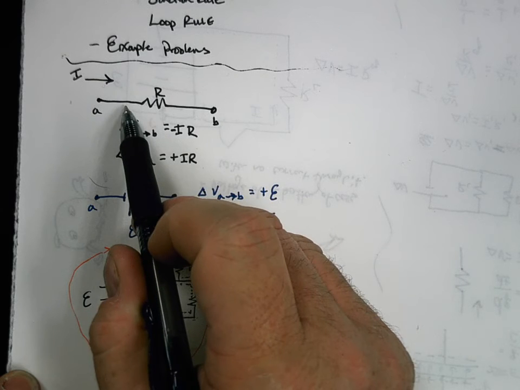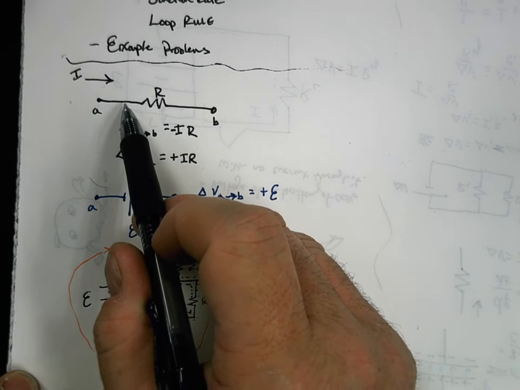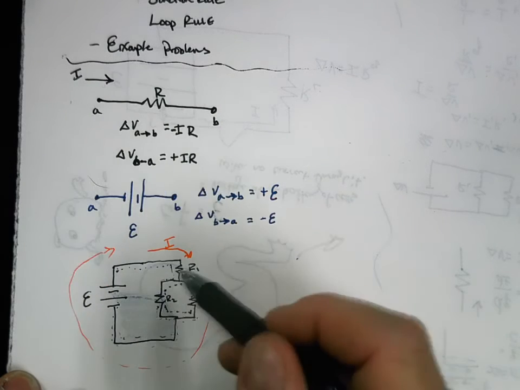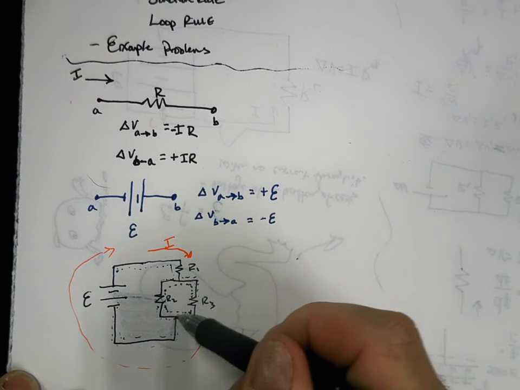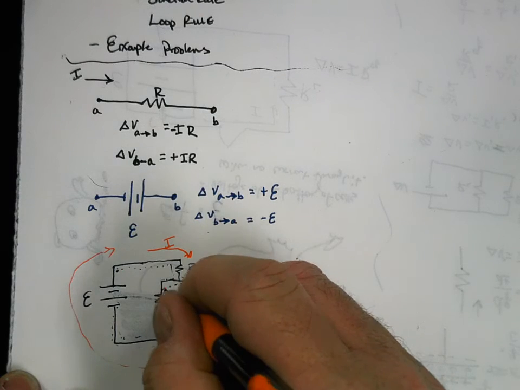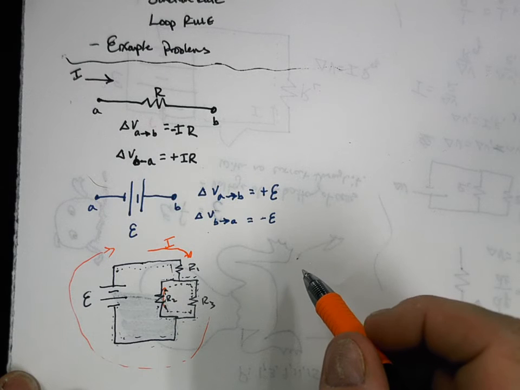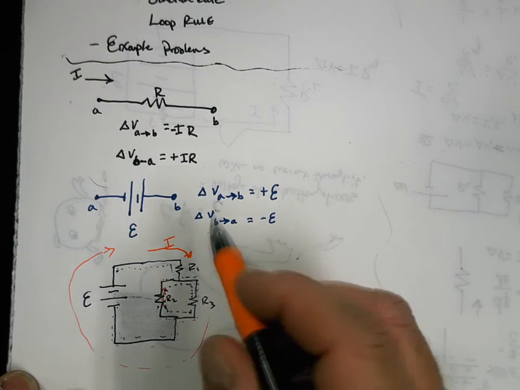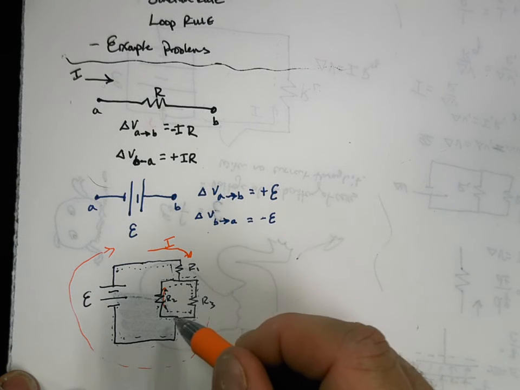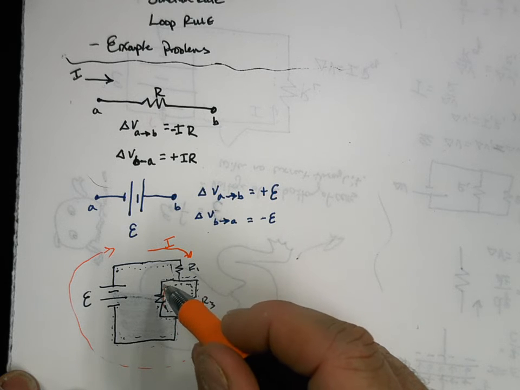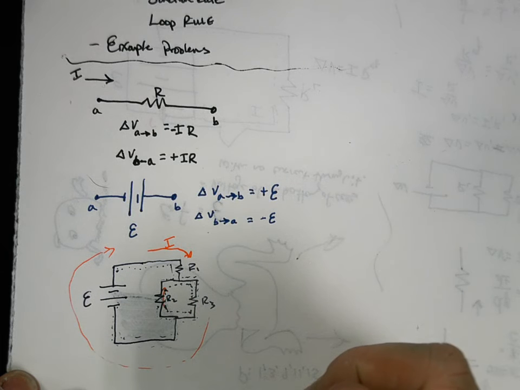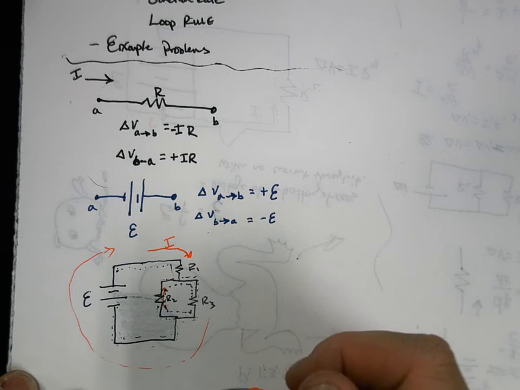Something upstream is going to have a greater potential than something downstream of a resistor. If this is upstream, this is downstream, and we go this way across the resistor, we are going to gain voltage. Therefore, I R3 plus negative I R2 is going to equal 0. That make sense? Okay.